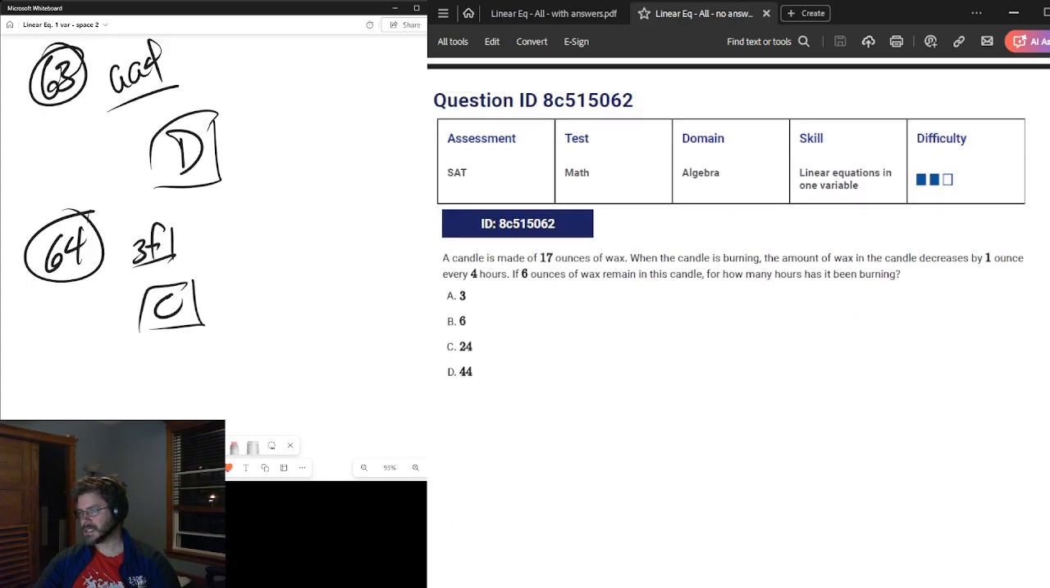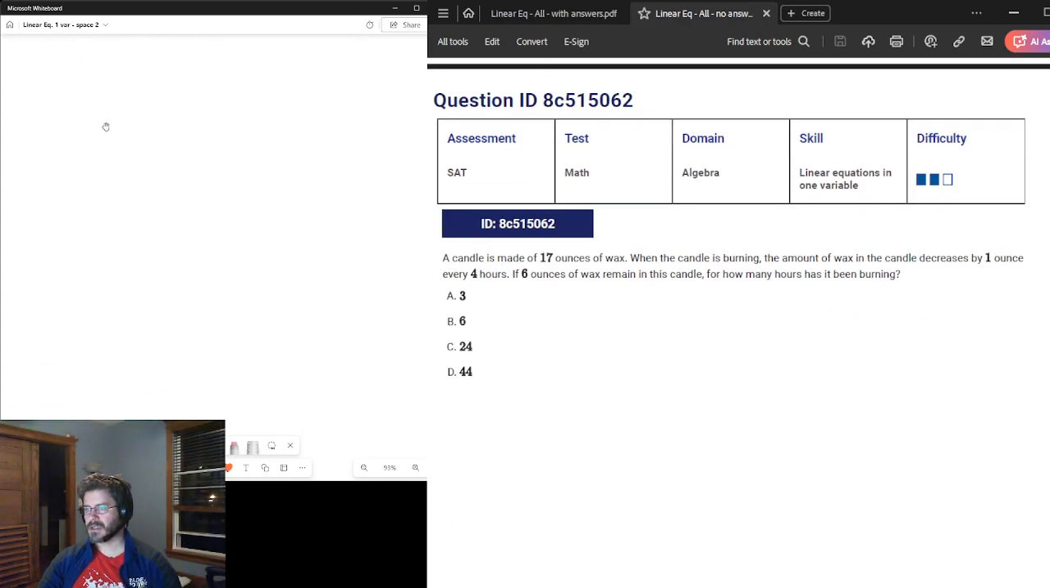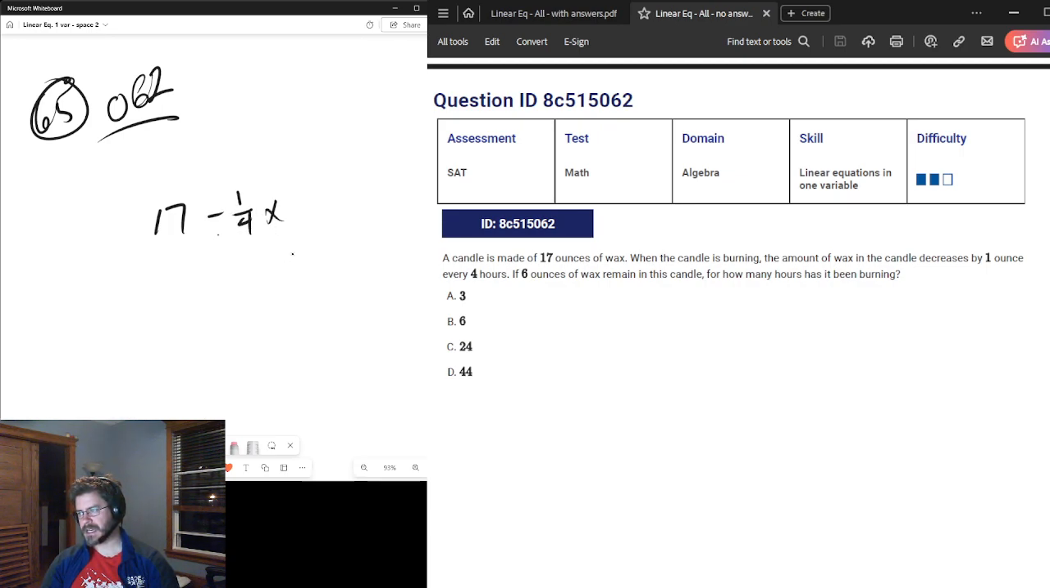And our last question, 062. 17 ounces of wax. When the candle is burning, the amount of wax decreases by 1 ounce every 4 hours. Okay, so y-intercept, and it's decreasing. 1 ounce every 4 hours, if x is the number of hours. 6 ounces of candle wax remain. How many hours has it been burning?